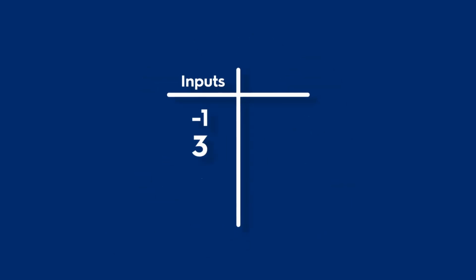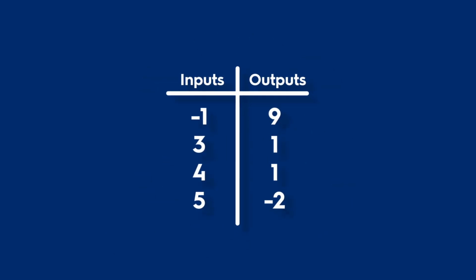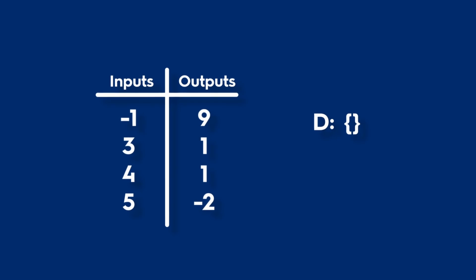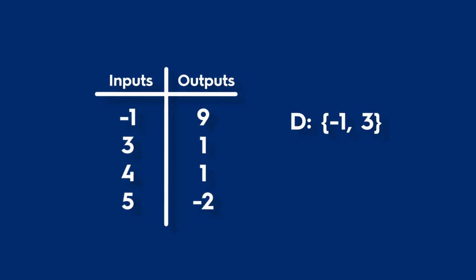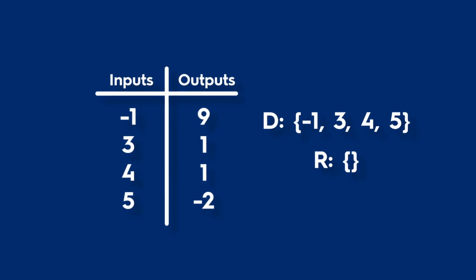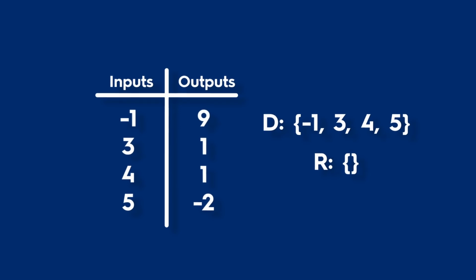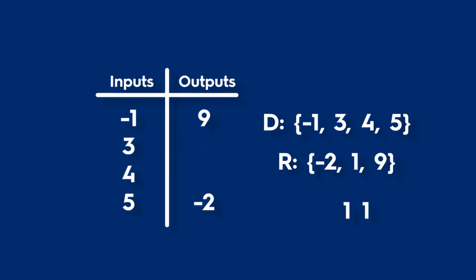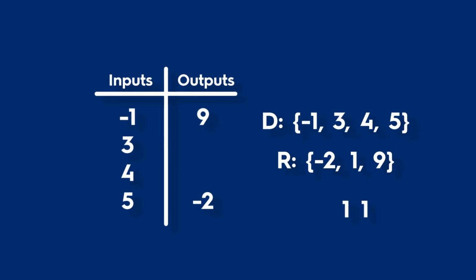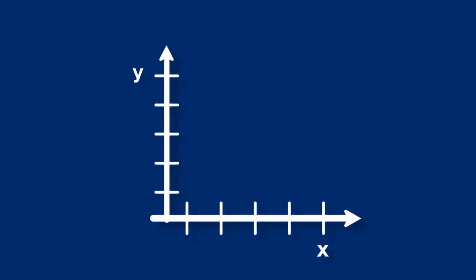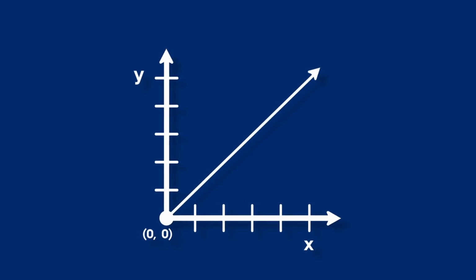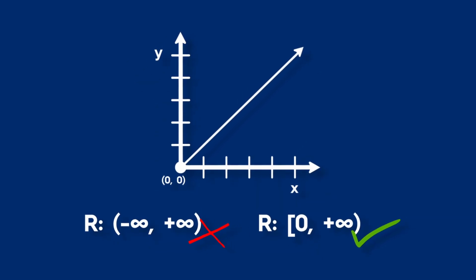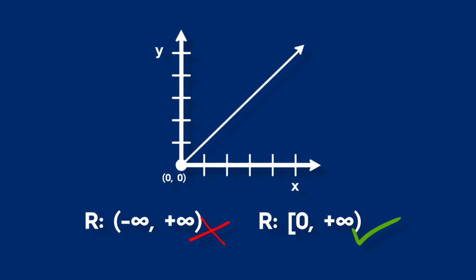From a table, it's straightforward. The domain is the listed inputs: -1, 3, 4, 5. The range is the distinct outputs we actually see: -2, 1, 9. Notice that 1 appears twice as an output, but we list it once in the set. Here's a common pitfall. The range isn't every y that exists. It's only the y values this function actually produces from allowed x's.